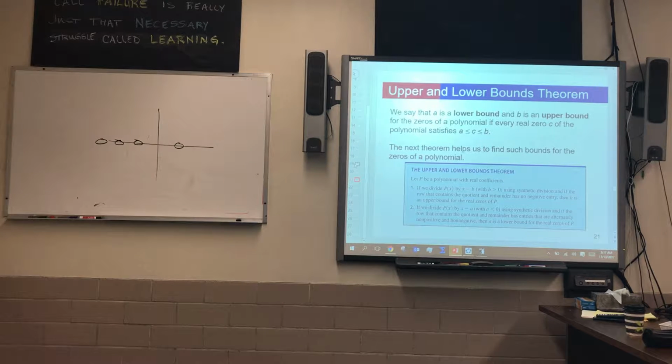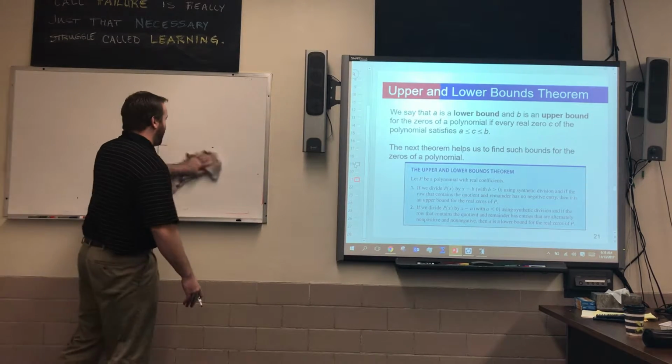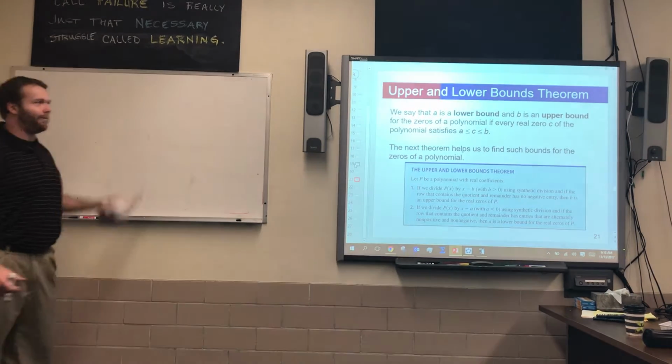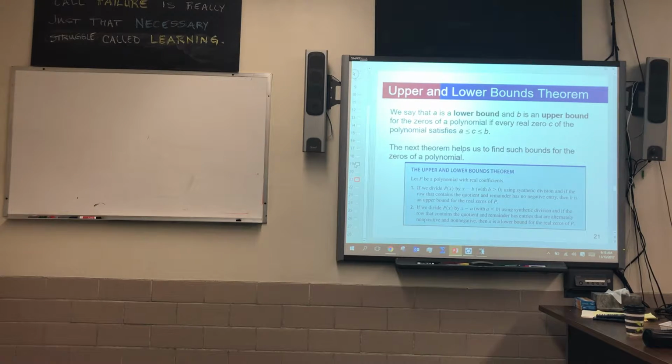But together with this theorem, it's much more beneficial. This is called the upper and lower bound theorem. Whenever you talk about bounds, it's the root word for boundary, right? Meaning that you're not going to go beyond these values. If I have a lower bound, that's the minimum value that you can look at, or that you're going to have to look at. If you have an upper bound, that's the largest number you can look at or have to look at.